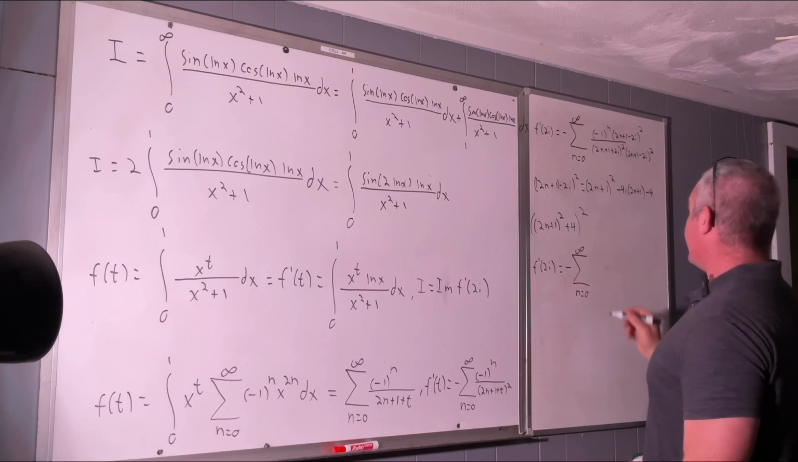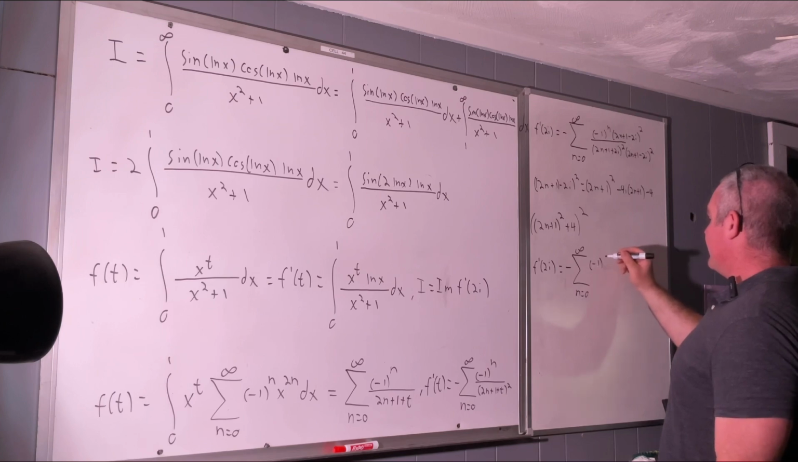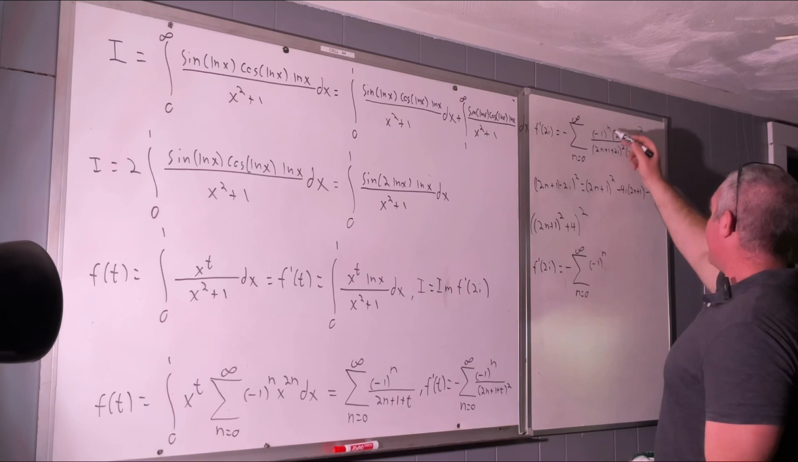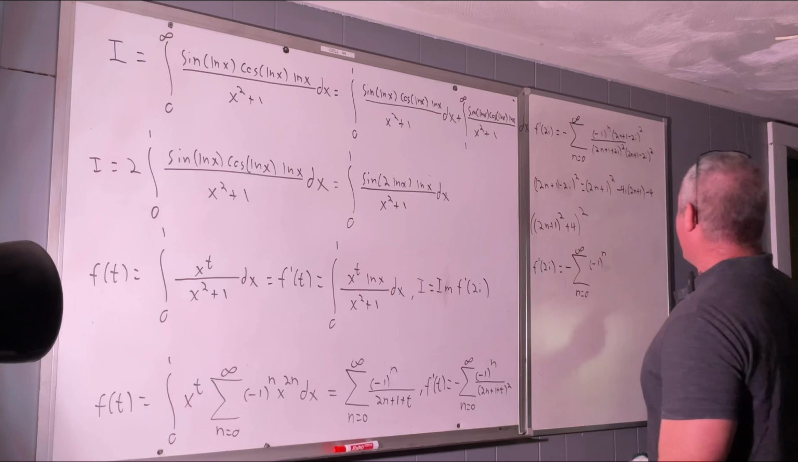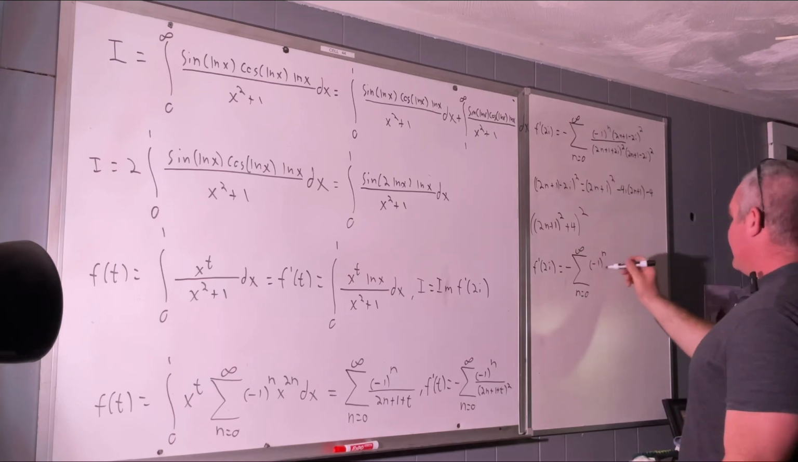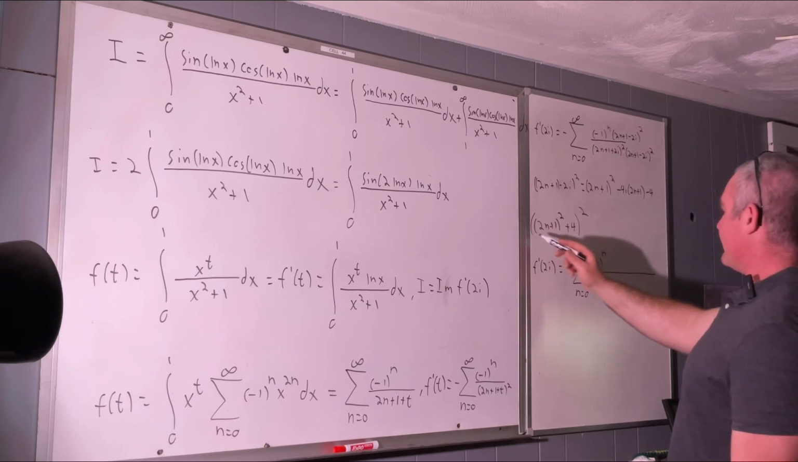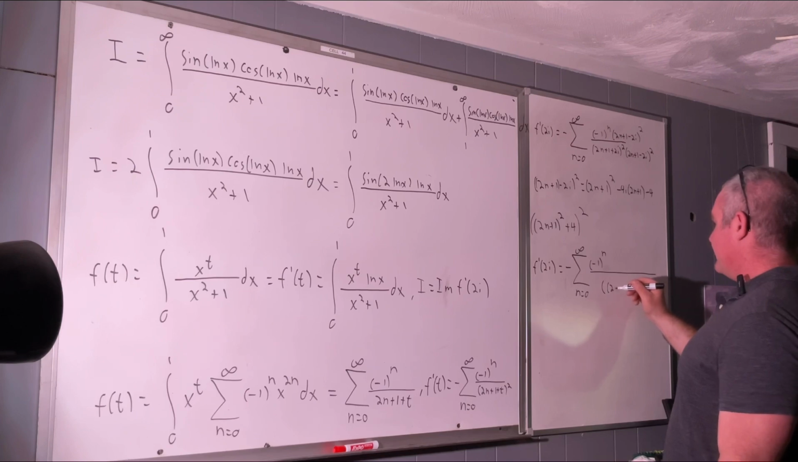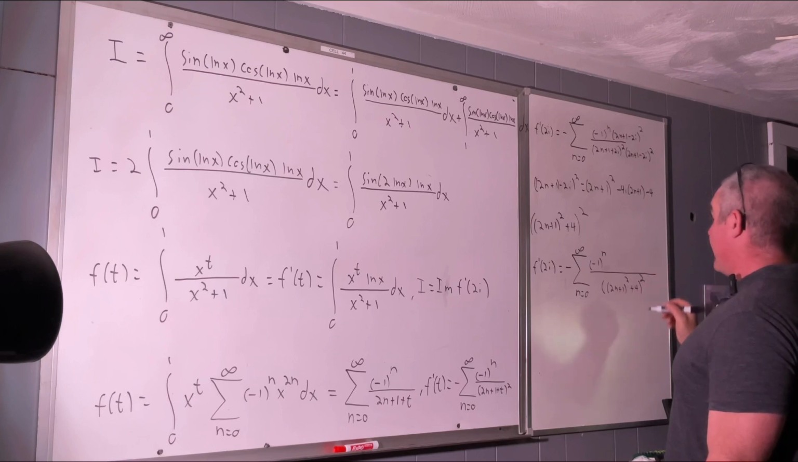All right, so f prime evaluated at 2i is equal to negative sum as n goes from 0 to infinity of negative 1 to the n. And then we have this thing squared, which we just said was this thing. We'll leave that alone for now. And let's get our denominator in here. Our denominator is going to be this thing, which is 2n plus 1 squared plus 4, all squared.